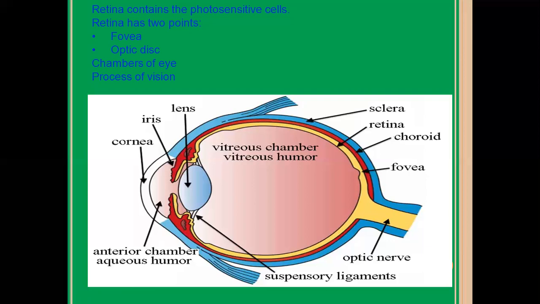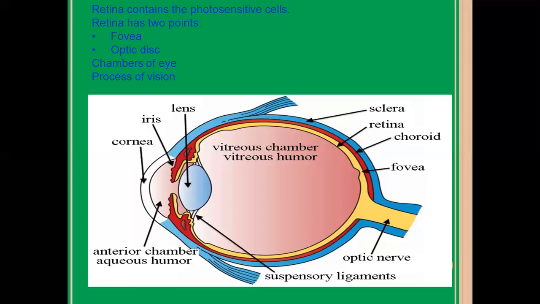Now, what about the cones? Cones also contain a pigment. That pigment is known as iodopsin, and cone cells are sensitive to bright light. There are three types of cone cells, and each type has a specific iodopsin that recognizes one of the three primary colors. These colors are blue, green, and red.